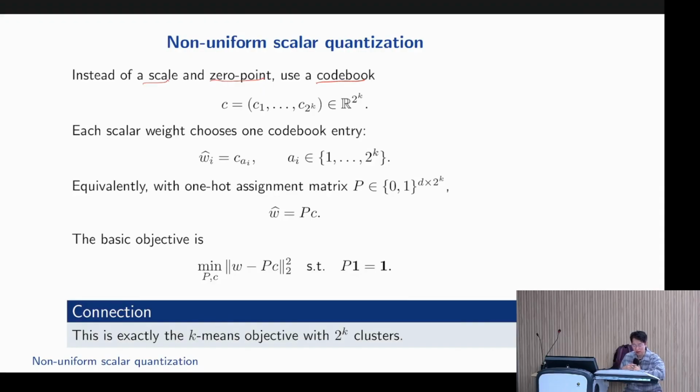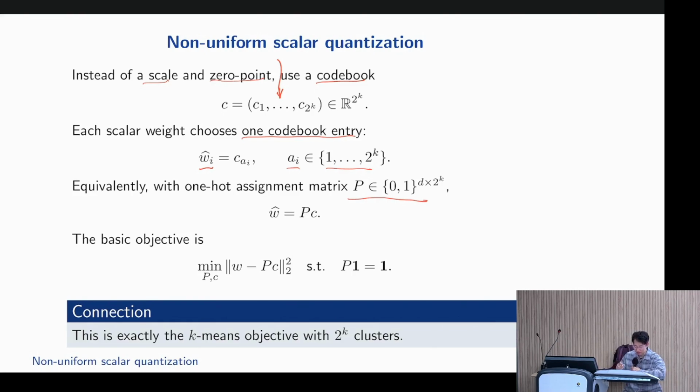So each scalar weight chooses one of the codebook entries. So a_i is the corresponding index in the codebook. Given a weight, which codebook entry do you belong to? So the dequantized weight W hat is actually the corresponding entry in the codebook. Or you can write it equivalently using an assignment matrix. It's a binary matrix of size d by 2^k, where 2^k is the size of the codebook.